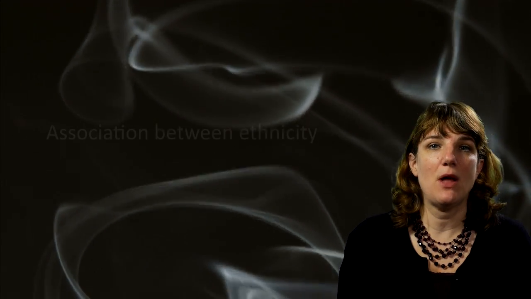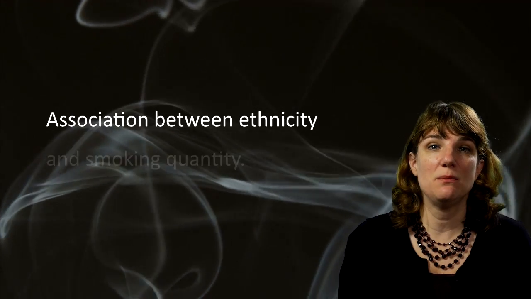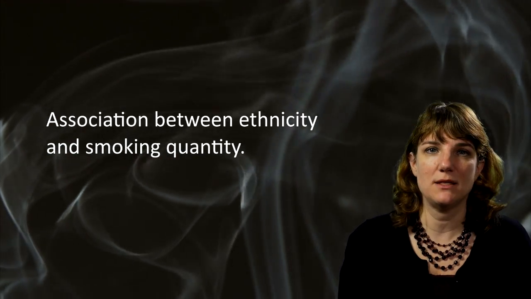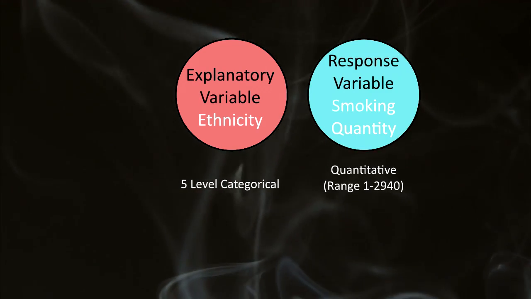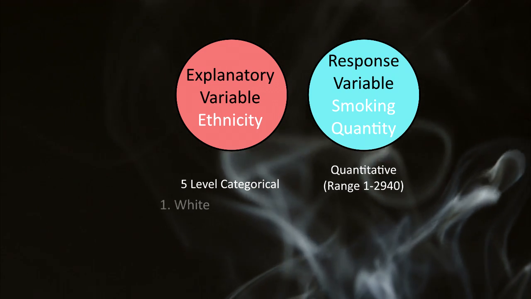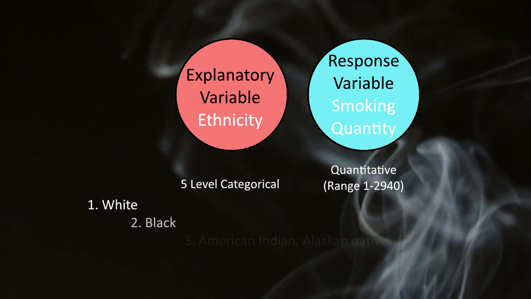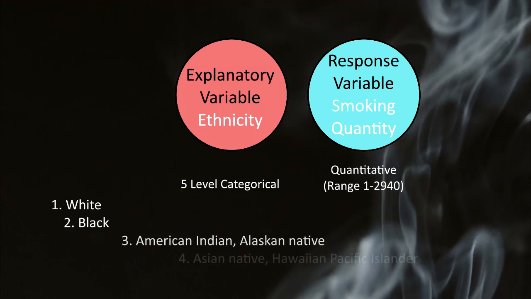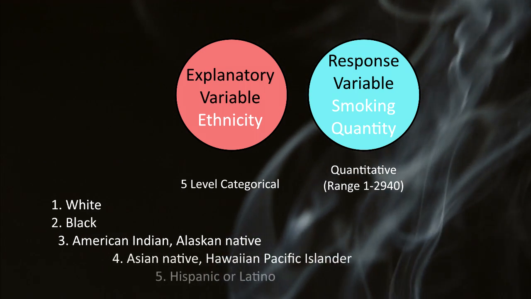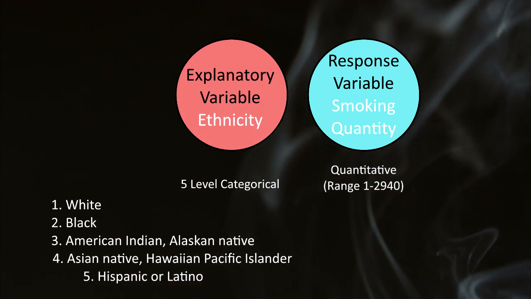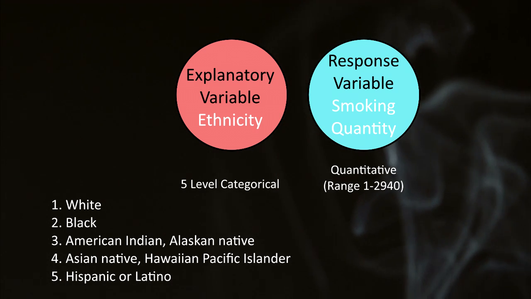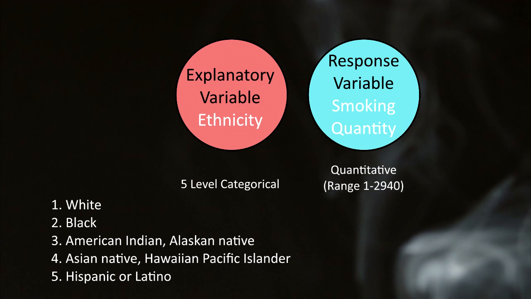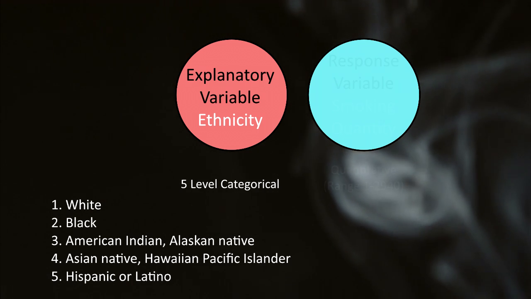In this example, I'm going to examine the association between ethnicity and smoking quantity. The explanatory variable, ethnicity, actually has 5 levels or groups. 1 is white, 2 is black, 3 is American Indian, Alaskan Native, 4 Asian Native, Hawaiian Pacific Islander, and 5 Hispanic or Latino. So by running an analysis of variance, we're asking whether the number of cigarettes smoked differs for different ethnic groups.